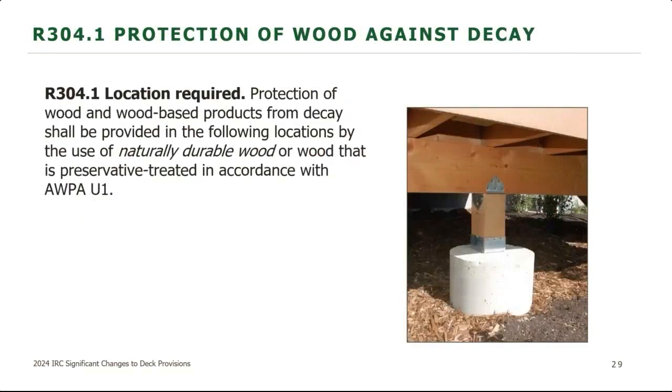And we'll take a look at that real quick. So section R304.1 is for the decay protection of wood members used anywhere in the code. It did move from section R317. So if you're used to seeing it in 317, it's all been moved into 304 now.